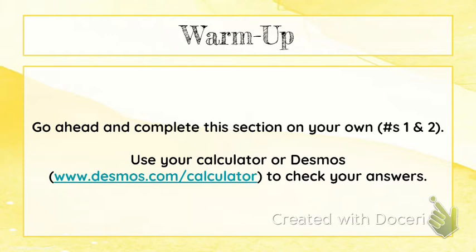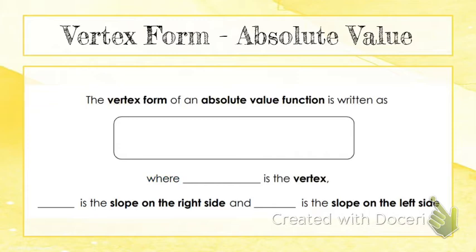So I want you to start by completing problems 1 and 2 and A through F all on your own, because this is the same stuff that we learned about in the last lesson. So use your cheat sheet, your graphic organizer, whatever you want to call it, and complete numbers 1 and 2. And you can also use a calculator or Desmos to check your answers, so you can graph them and make sure that you're correct.